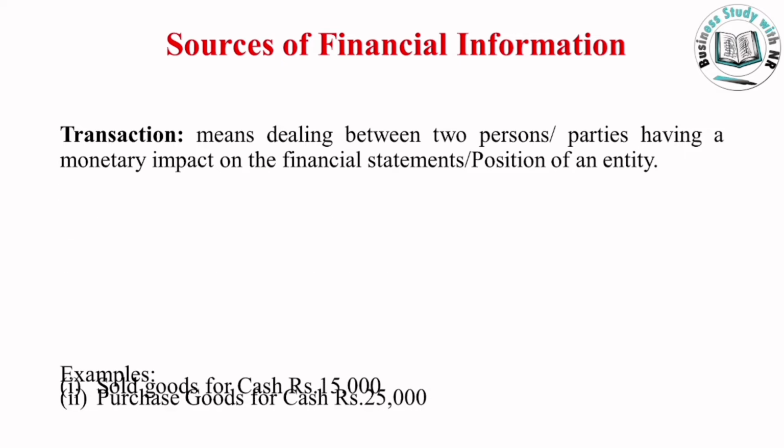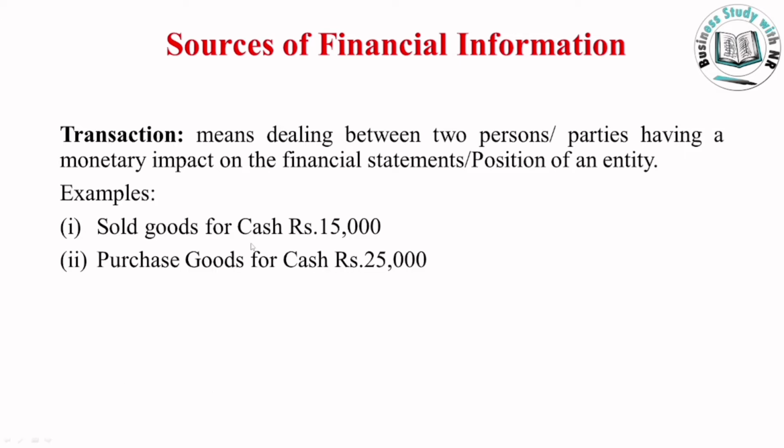For example, sold goods for cash. In this case, goods are sold and cash is received. Purchase goods for cash. In this case, goods are purchased and taken and cash is given.